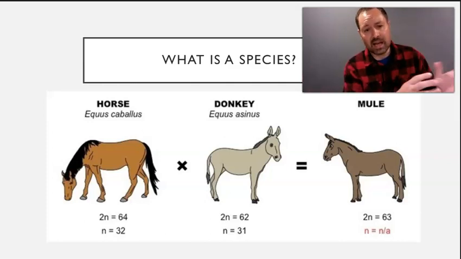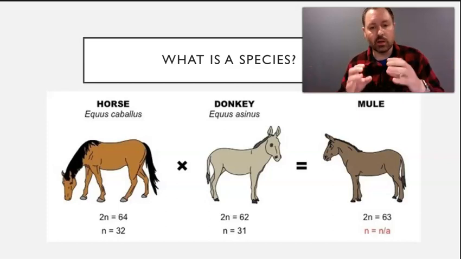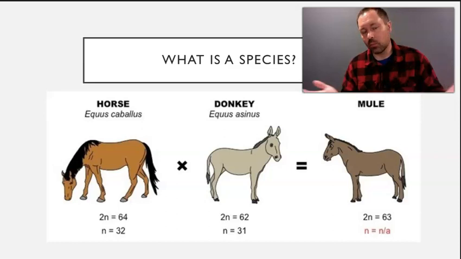Same thing if you had a lion and a tiger. A lion and a tiger don't have the same amount of chromosomes. Can a lion and a tiger breed with each other? Yes, but their offspring are not fertile. The liger cannot reproduce. The liger cannot make more examples of ligers. So therefore, a mule and a liger are not species. Well, what does that have to do with anything?